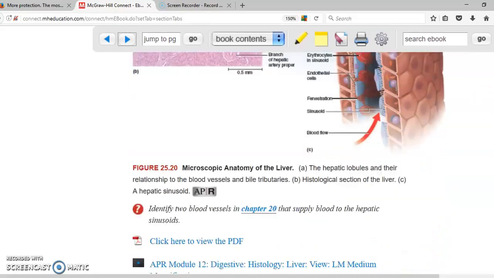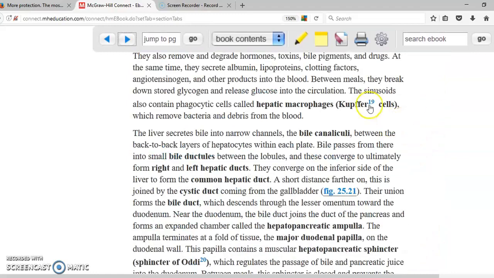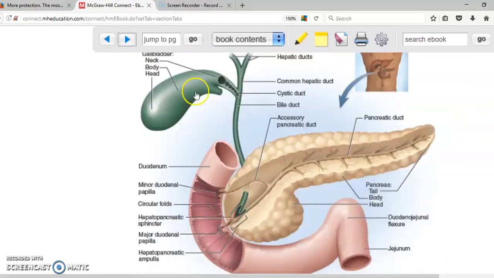So let's keep scrolling down. What I already explained, you have Kupffer cells. And here's the gallbladder. The gallbladder is where you store the bile. Look at the tube that we use for bile. And this one right here is the pancreas. The pancreas has different areas. This one is going to be the pancreatic tail, the pancreatic body, the pancreatic head.